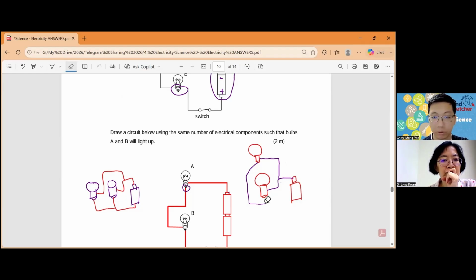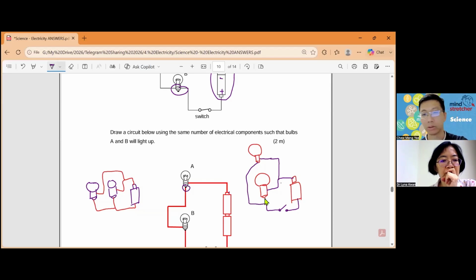Oops, got something wrong. Not here. Okay, so it can be like this. You have a switch here. Okay? So once this is open, both cannot light up because it's connected directly to the battery. Once it's open, it's an open circuit.